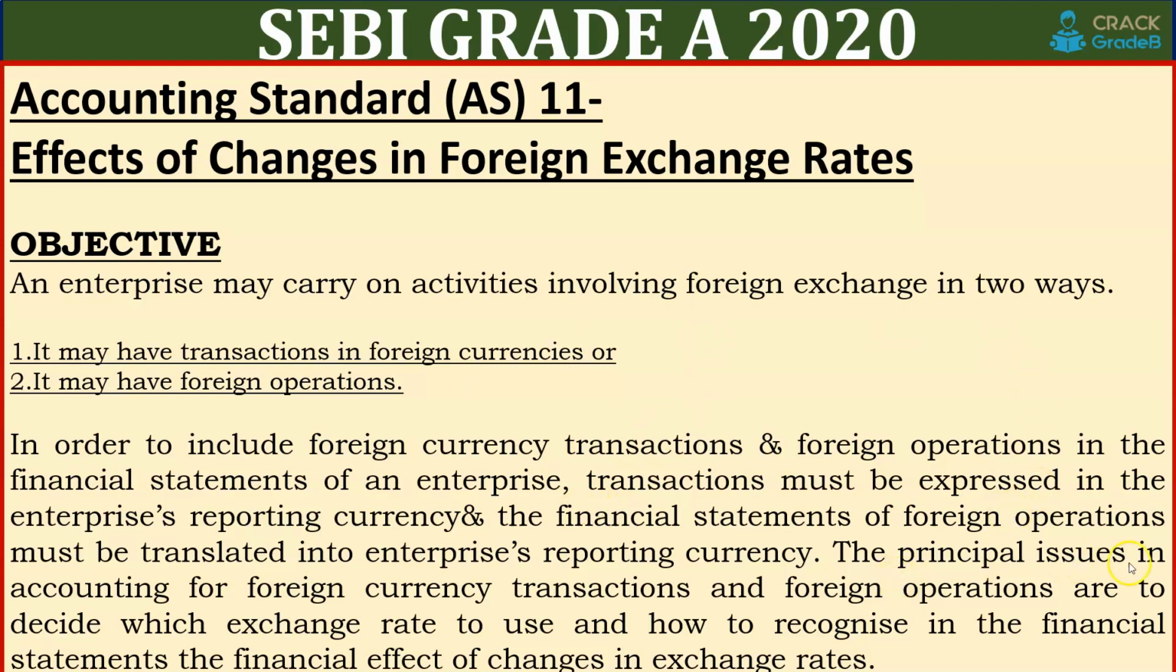So they say the principal issues in accounting for foreign currency transactions and the foreign operations are to decide which exchange rate to use and how to recognize in the financial statements the financial effect of changes in the exchange rates. So we know that Indian rupee or foreign currency, it is all very dynamic in nature. It keeps on changing. Say if you check for this particular hour, you will find it different, and if you check it an hour later, you will find it a bit different in paisa as compared to the dollar in rupees. So it is always changing.